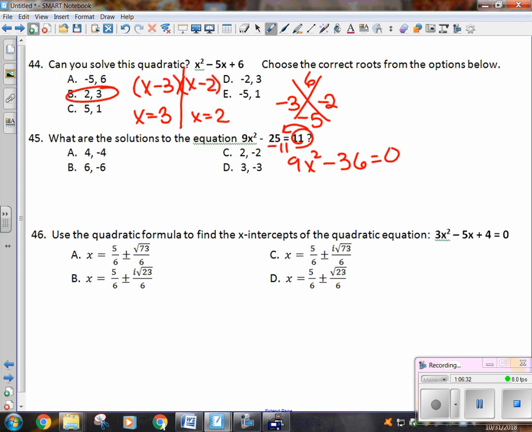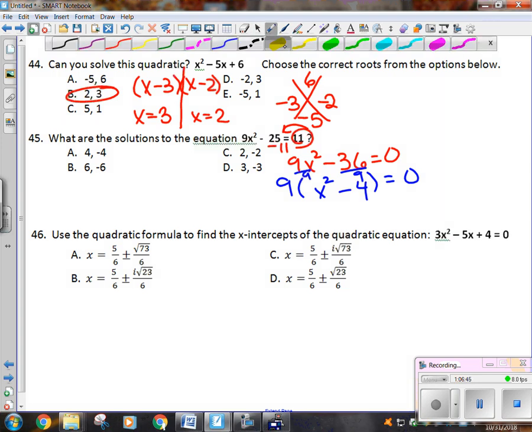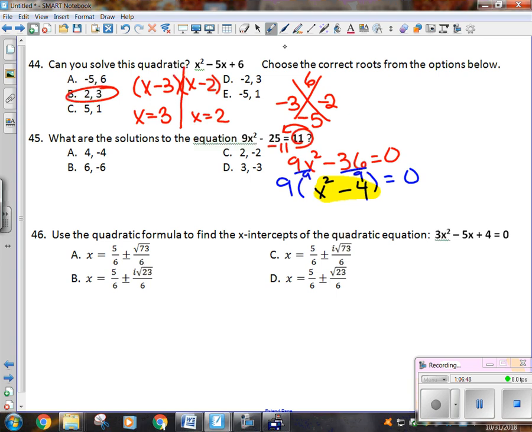That's actually, I can factor that. What's the greatest common factor? 9. 9 goes into both of those. So if I divide by 9, x squared is left. Divide this by 9, I get minus 4. Look carefully. Now, we could have actually done square roots, but do you recognize this as being a difference of two numbers that are squares?